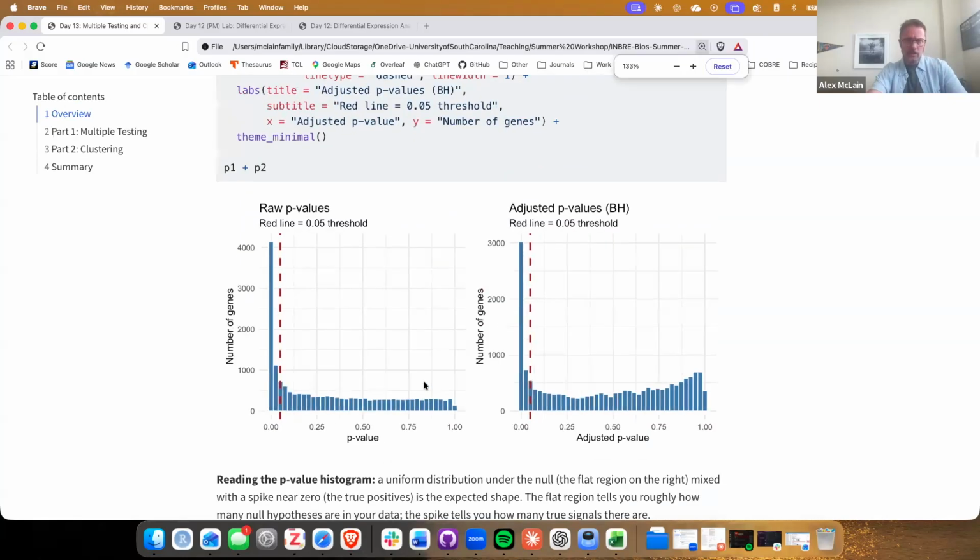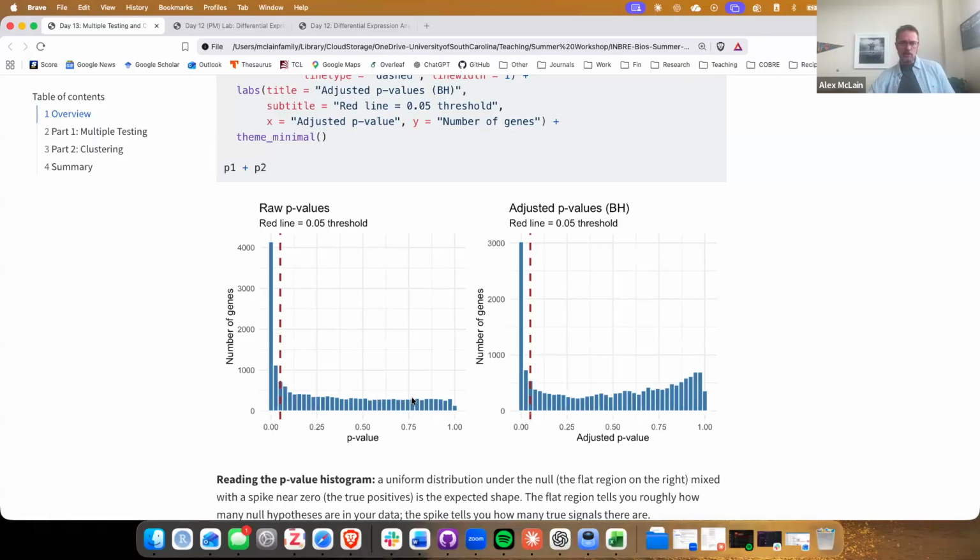Now here, this is a histogram of the raw p-values. It does not look uniform at all. We can see that there are many more p-values in this lower region. So many more p-values that have a small value that are in the smallest or second smallest bin.